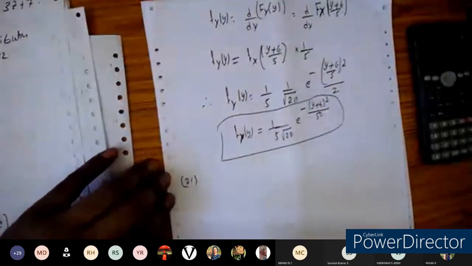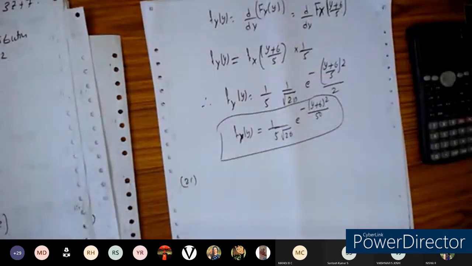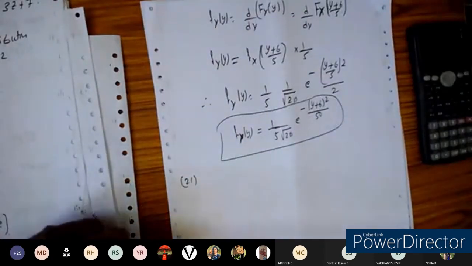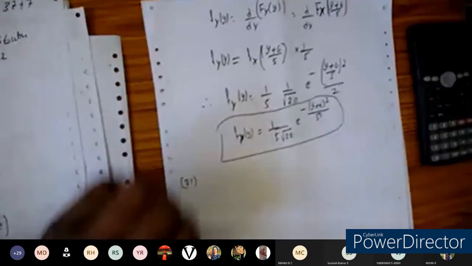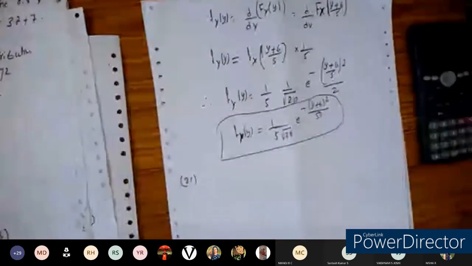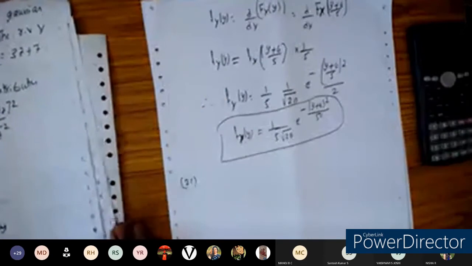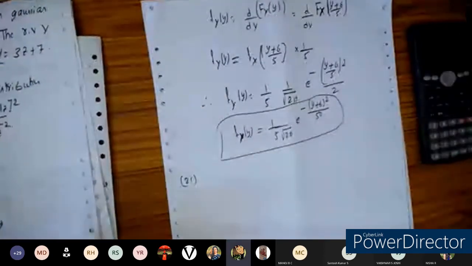Similar kind of problem I'll give, so you do it as homework. Any doubts? I think no doubts in this problem. You got the concept here.